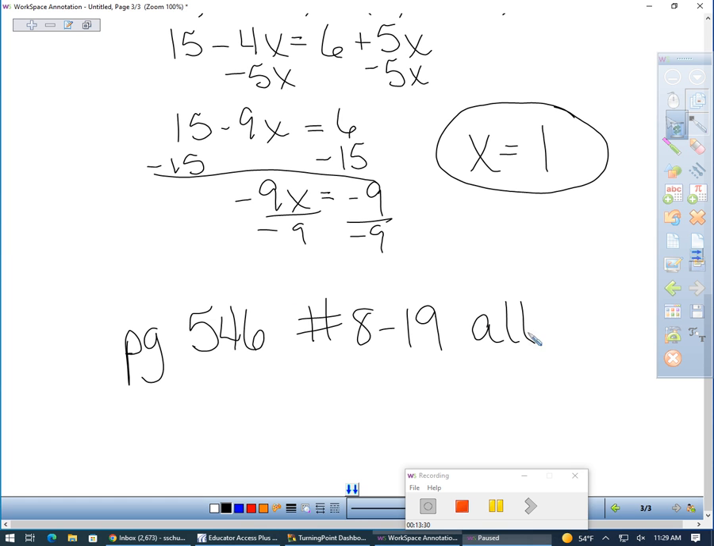Now, here's the thing. In none of these do we have to worry about step 1. Step 1 we're going to introduce tomorrow. So you're going to be starting with stating your restrictions, then finding your common denominator, then clearing the fraction, and solving your remaining equation, and then eliminating any extraneous solutions.